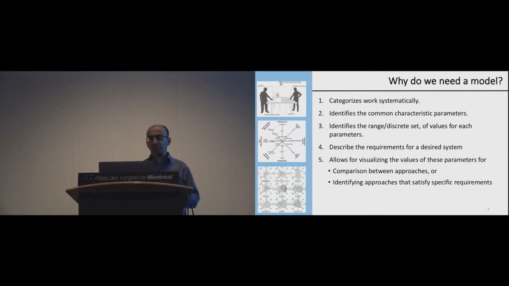Then the other question is, do we need a model for user identification? What are the benefits of having a model? So these are some of the benefits that we have identified. They allow you to systematically categorize touch identification systems. They allow you to identify the common parameters for all these systems and the values for all these systems. Having done that, it makes it easier for people to write specifications for desired systems, and having a visualization makes it easier to compare different user identification systems or a specific system against a set of desired requirements.